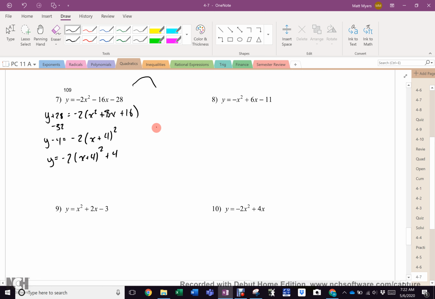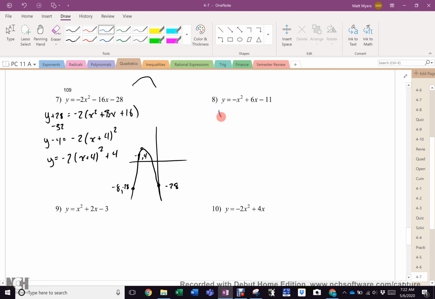And then I graph it. Negative 4, positive 4. My y-intercept is negative 28, which is way down here, which makes sense because it's an upside down parabola. When I go over 4, I should go down 16, but it's doubled, so I went down 32. So if I go over 4 here, it's negative 8, negative 28, and it looks like that.